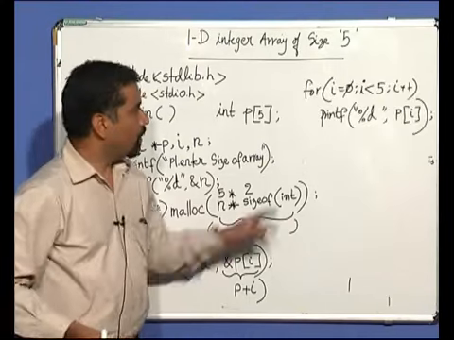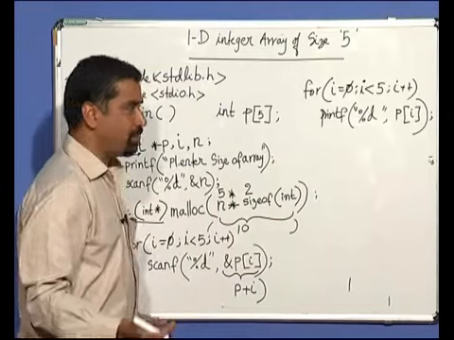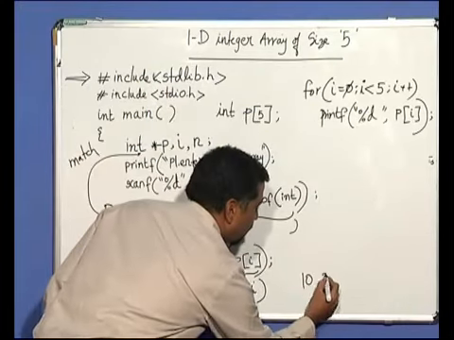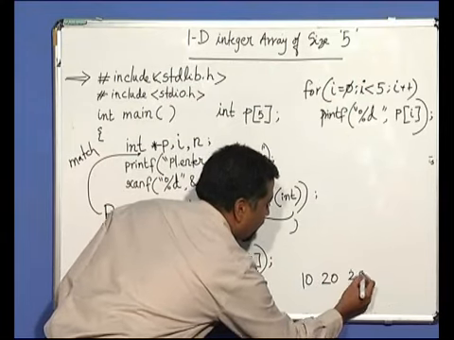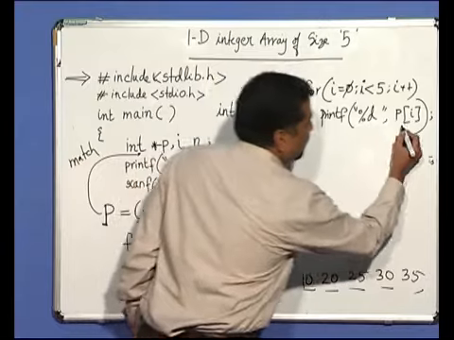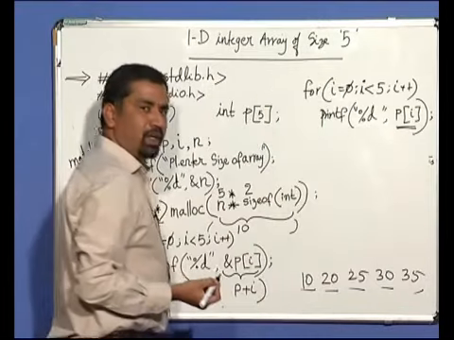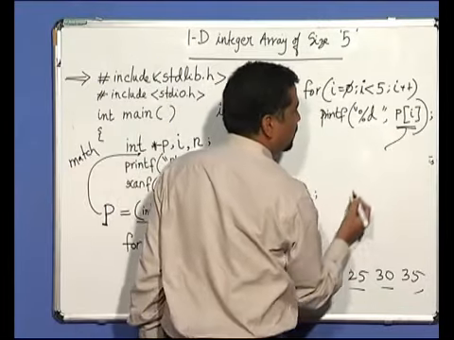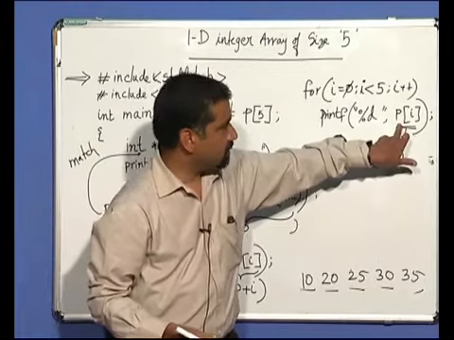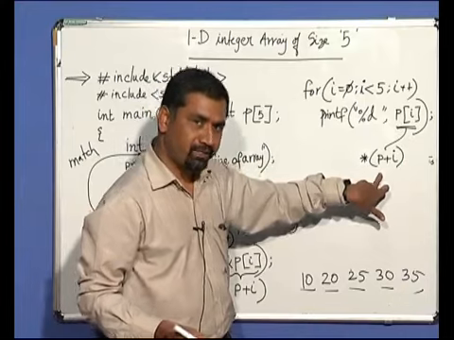So that we can print out the values that you have typed in. The values could have been 10, 20, 25, 30, 35. Now instead of this notation, you can always use a pointer notation equivalent. You can try out when you write a program using this notation as well as this notation for printf.